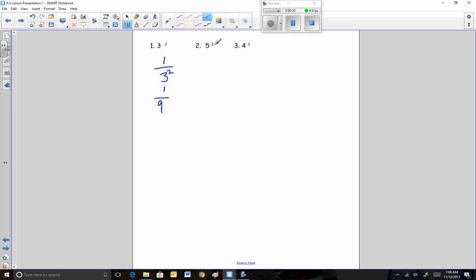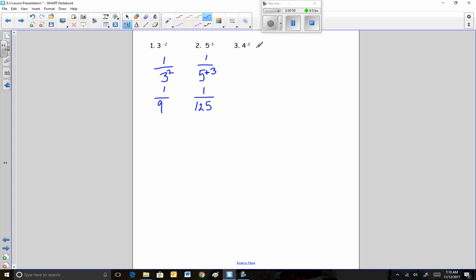Let's try number 2 here. 5 to the negative third power. So in order to change the exponent to positive, we simply move it to the denominator. Oops, that's not negative anymore. It's positive, isn't it? So what's 5 to the third power? We have 1 over 5 times 5 is 25, times another 5 is 125. There we go.